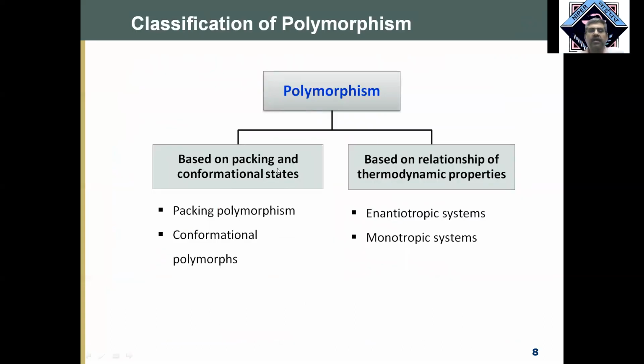Let us now look at the classification of polymorphism. Polymorphs are classified based on two systems. First one is based on packing and conformation states, while the second one is based on relationship of the thermodynamic properties. As per the first classification system, two types of polymorphs, that is packing polymorphism and conformational polymorphism, are possible, while based on the thermodynamic properties, enantiotropic system and monotropic systems are possible.